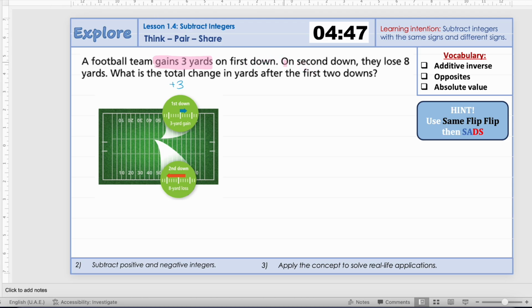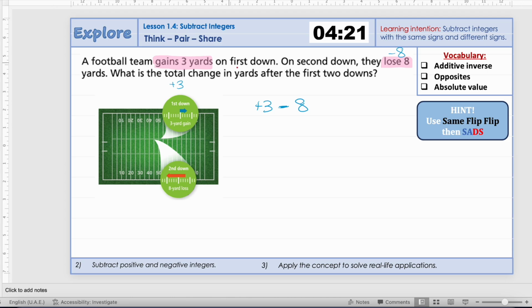In the first down, on the second down, they lose 8 yards. Basically, this is -8. What is the total change in yards after the first 2 downs? So again, you have +3 and -8. This is a subtraction problem. I need to combine them. So what am I gonna do?